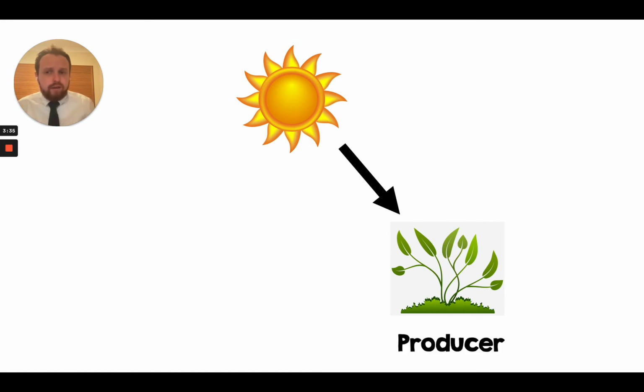What that means is that we call plants producers, because they make their own energy. They're producers, they produce the energy themselves. They don't need to eat a plant or another animal to get energy, they produce it by themselves using light from the sun. So plants are producers because they create their own energy.